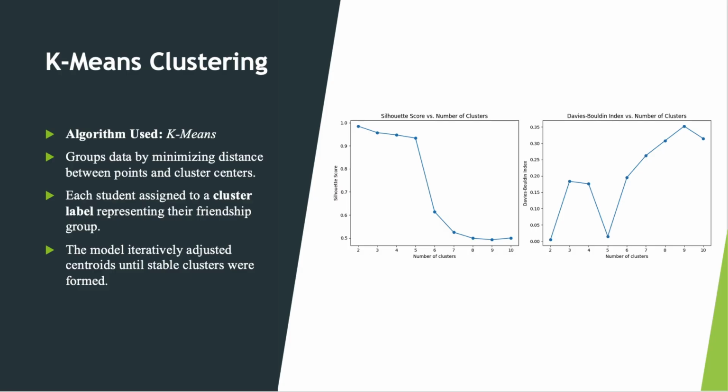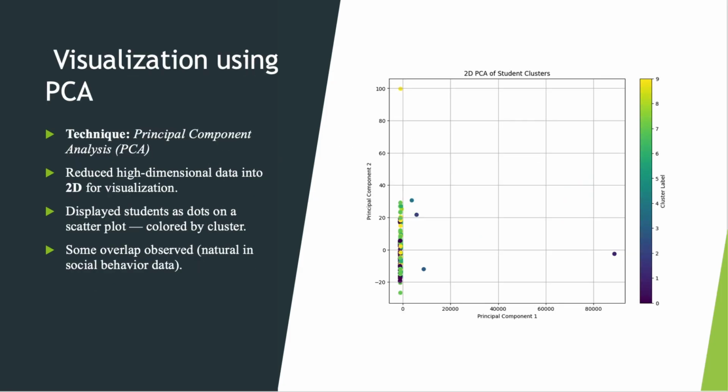And then comes the fun part, visualization. Since we can't see 20 different hobbies and clubs at the same time, we use a trick called PCA, which stands for Principal Component Analysis, to shrink everything down into 2 dimensions. Then we drew a scatter plot where each student is a dot and the dots are colored by their group. This way we can see the friendship groups instead of just reading numbers.